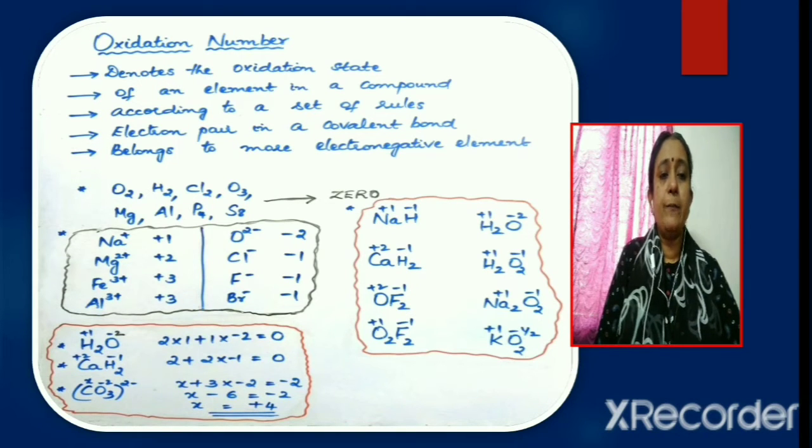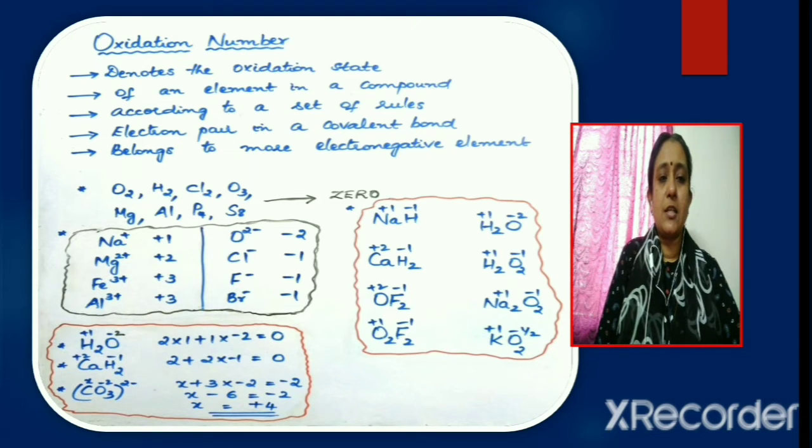Oxidation number denotes the oxidation state of an element in a compound, and it is assigned according to a set of rules. It is considered that the electron pair in a covalent bond belongs to the more electronegative element. Let us now consider the various rules.